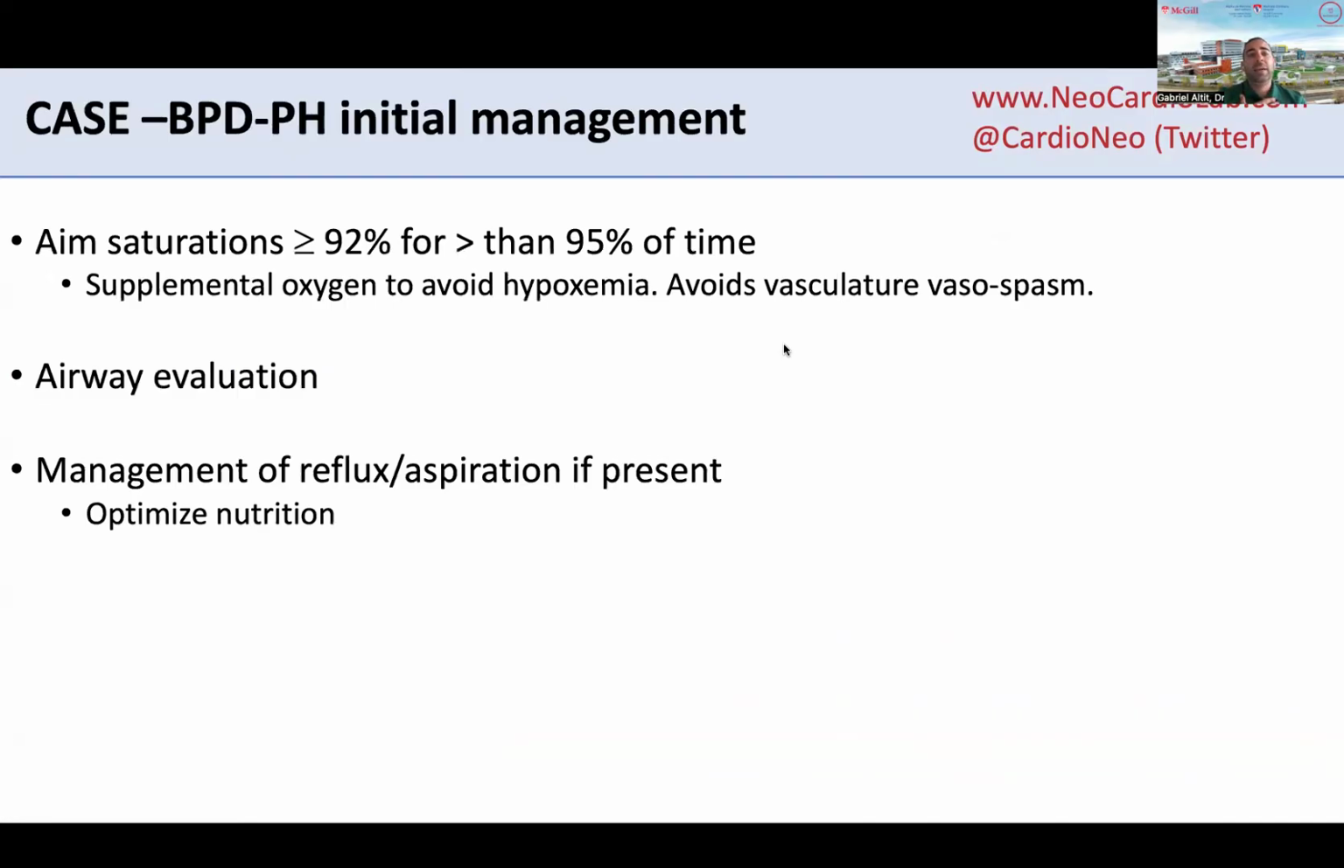And so we actually aim for saturation above 92% in these patients for more than 95% of the time, and we'll often provide supplemental oxygen to avoid hypoxemia, because hypoxemia can lead to vasospasm. We get an airway evaluation to make sure there are no signs of airway disease, obstruction, subglottic stenosis, things like that, that would lead to CO2 retention and low pH, which can worsen our pulmonary vascular resistances. We would aggressively manage reflux and aspiration risk while optimizing nutrition, which means having a nutritionist involved and avoiding overfeeding or underfeeding these patients.